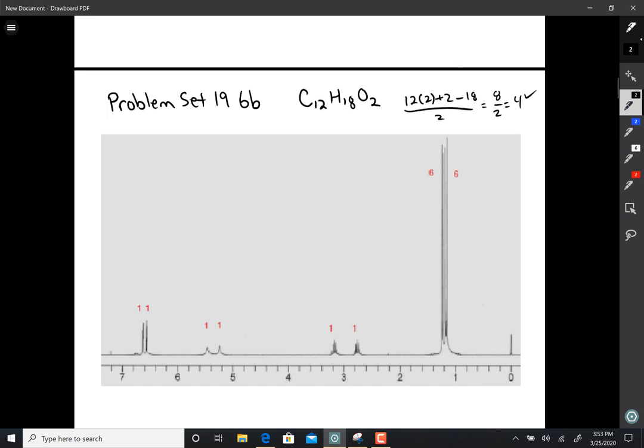Between 6.5 and 8, we have something. So this suggests a benzene ring. If we total up all of our protons, 1, 2, 3, 4, 5, 6, 6 plus 6 is 12, 12 plus 6 is 18. All the protons are accounted for. So this benzene ring only has two hydrogens on it. That makes this a tetra-substituted benzene ring.